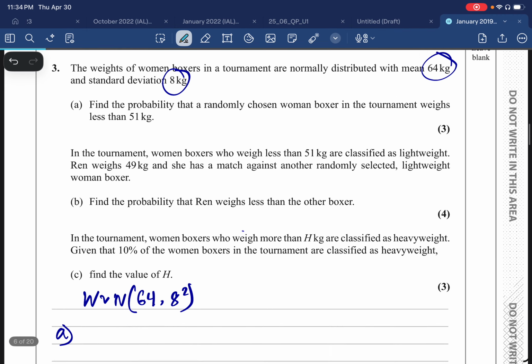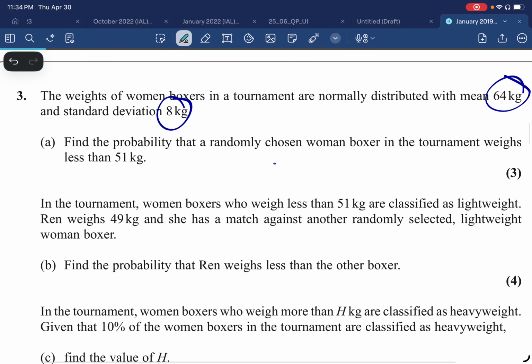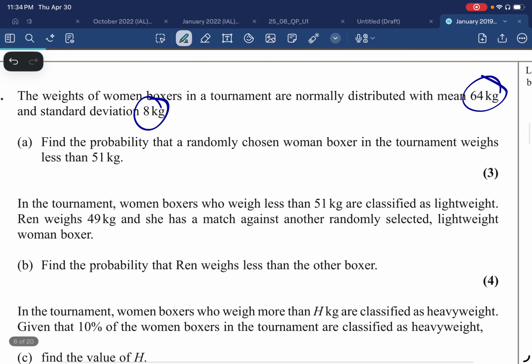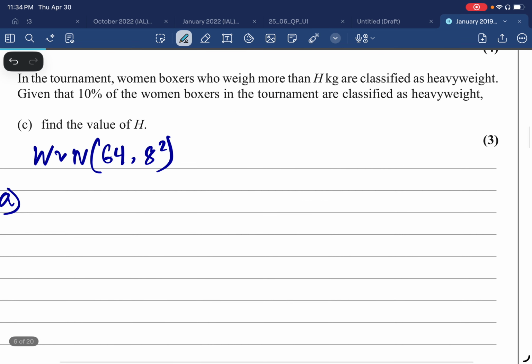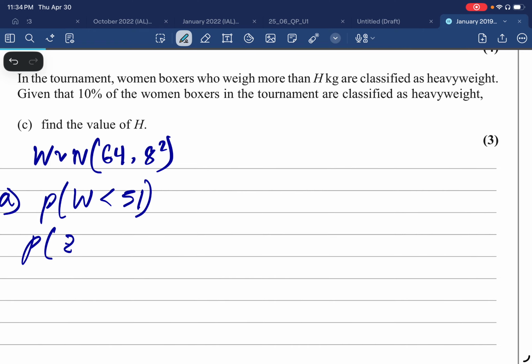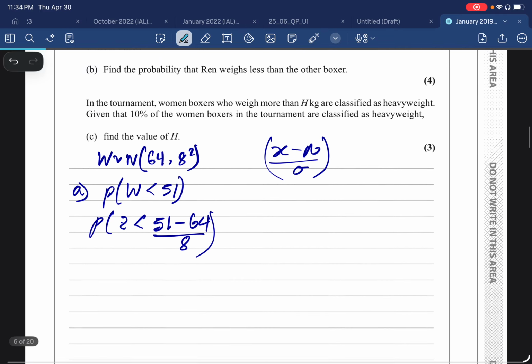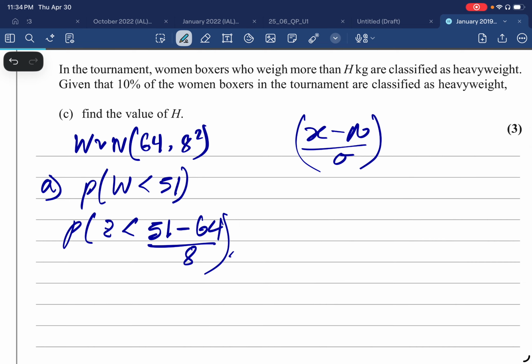Part A. Find the probability that a randomly chosen woman boxer in the tournament weighs less than 51 kilograms. So the probability that the weight is less than 51 kilograms. First we have to standardize this. Subtract the mean and divide by the standard deviation. The formula is x minus mu divided by sigma. That's how you do the standardization.